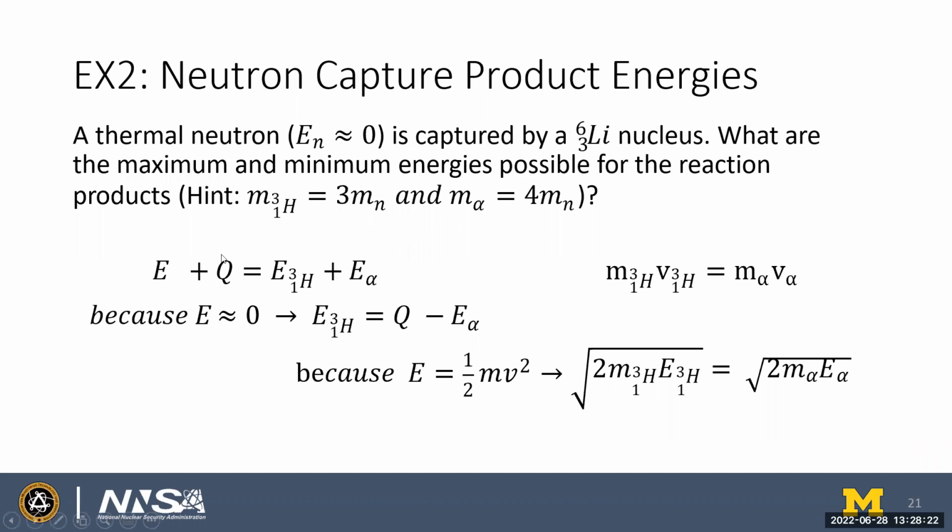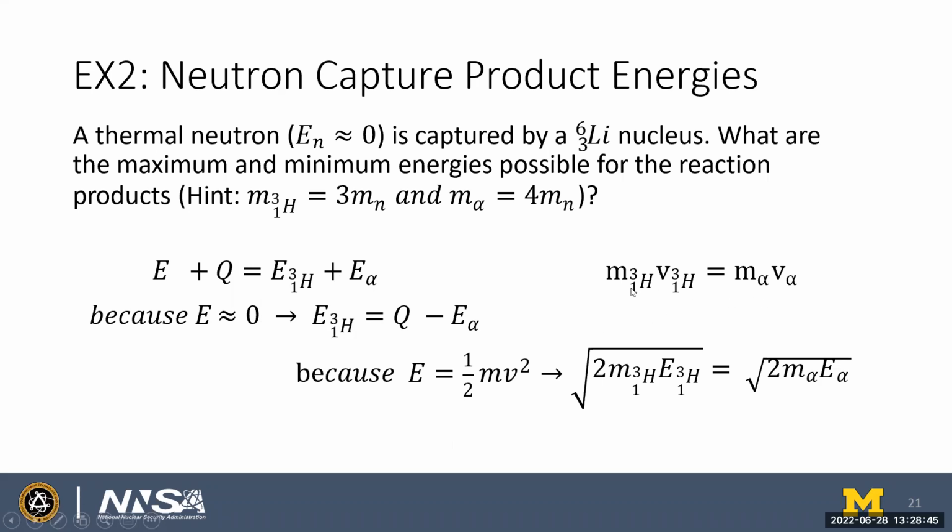So we start with our energy balance. On the left-hand side, we just have the initial energy of the neutron and the Q value of the reaction. And because we're looking at a thermal neutron, the energy is about 0. So we can exclude that, and we say the energy of the triton, in this case, is equal to the Q value minus the energy of the alpha. And we'll be using that equation later.